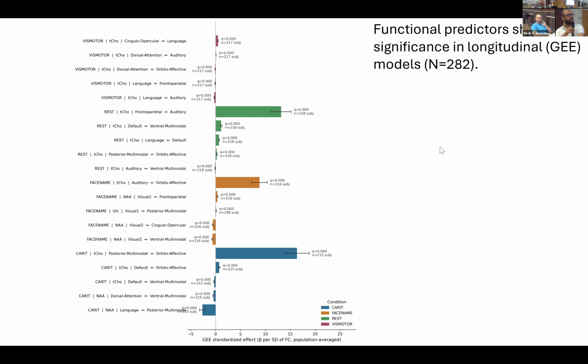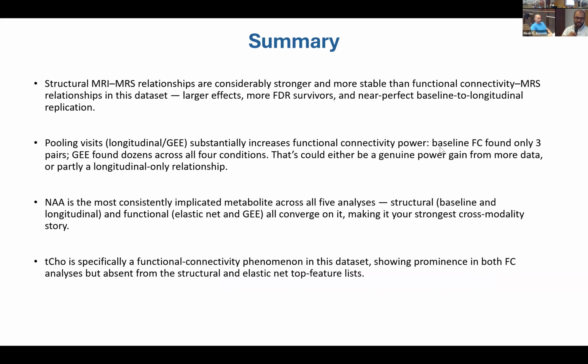I will not go into detail, but I ranked them through the rest condition on the left, task condition, and you can see most of them are showing betas on the right, which is kind of meaningful. To summarize, structural MRI phenotypes are stronger and more stable than the functional effects. Pooling visits or longitudinal models substantially increases the power. And NAA was the most consistently implicated metabolite across all the analyses we have done so far.